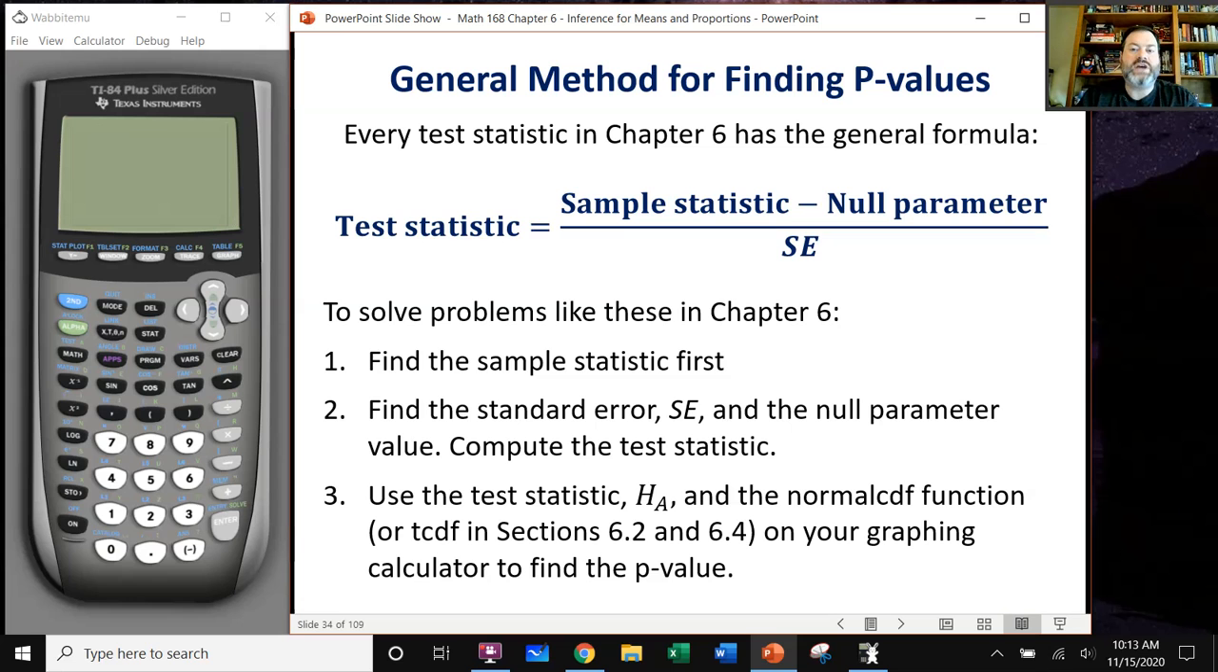Every test statistic in Chapter 6 has the same general formula. To solve problems like these, find the sample statistic first. So that's the same no matter what, sample statistic first. Find the standard error. It's always the second step. And the null parameter value. Compute the test statistic. Part 3, use the test statistic, the alternative hypothesis, and the normal CDF function. Or when we see the t-distribution, you'll use the t-distribution to find the p-value.